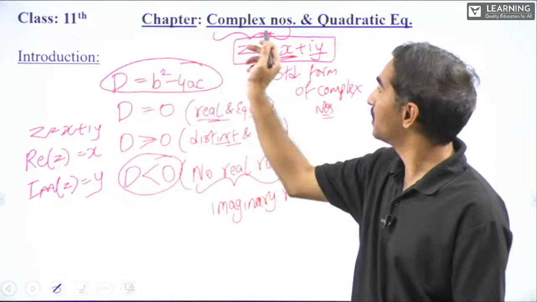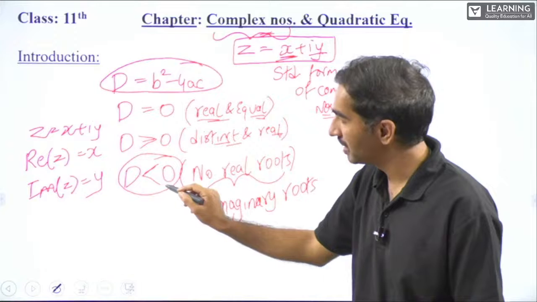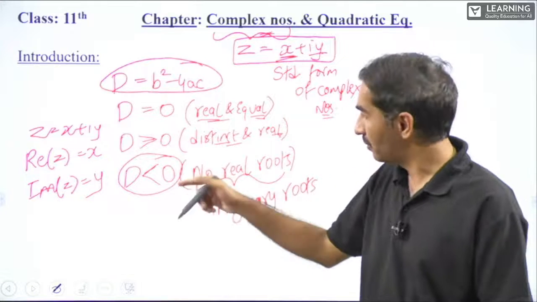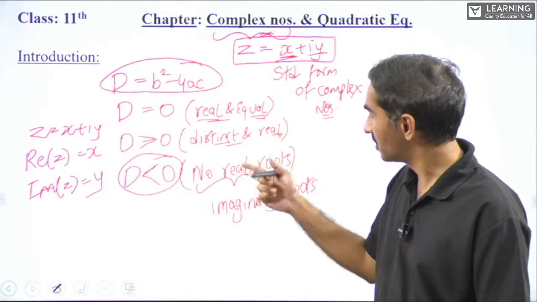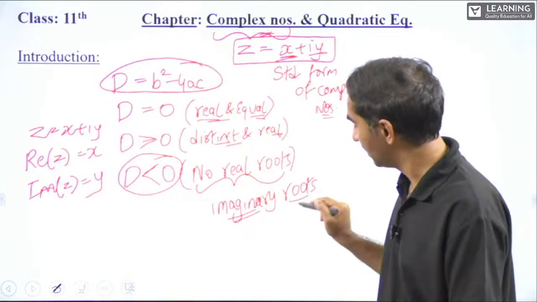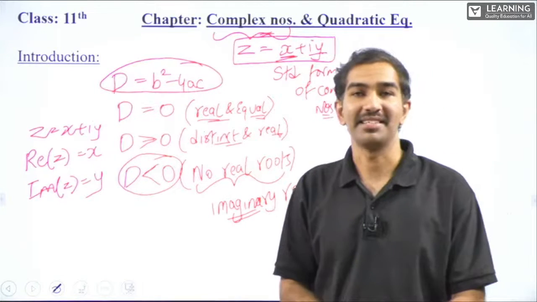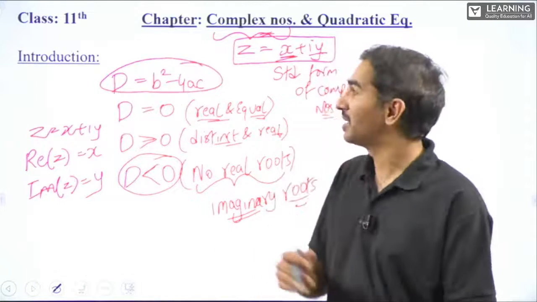So why are we using complex numbers? Whenever we get discriminant lesser than 0, we have to find the solution, but there are no real roots. Then which type of roots are existing there? Imaginary roots are existing. Understood? Moving on to the next one.